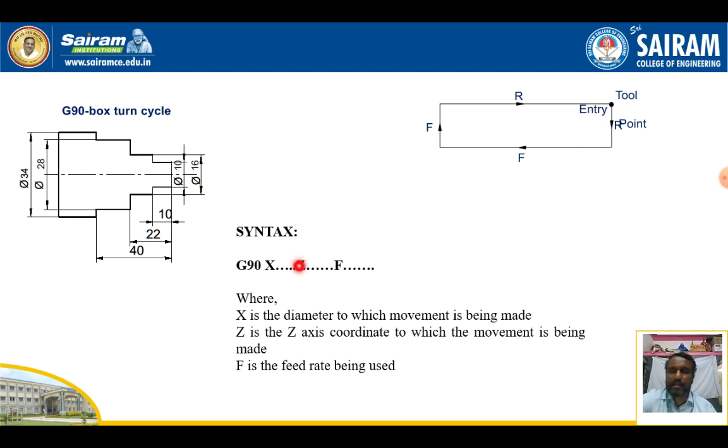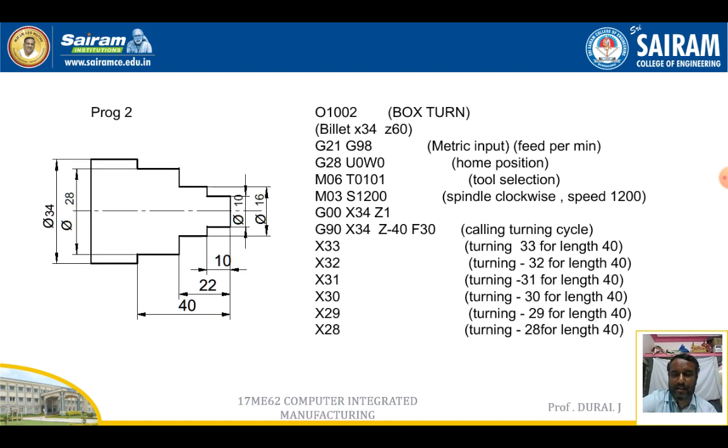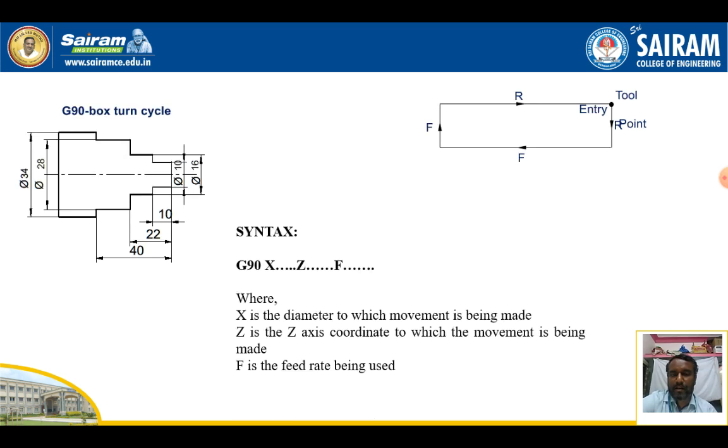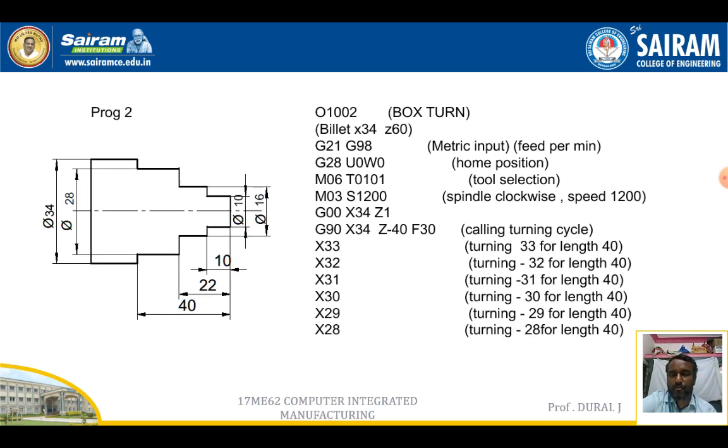So the box turning cycle syntax is like this: G90 X Z F. X is the increment in the X direction, Z is the increment in the Z direction, and F is the feed rate. Wherever you are using the G90, at that time X, Z and F syntax is compulsory and has to be placed over here.